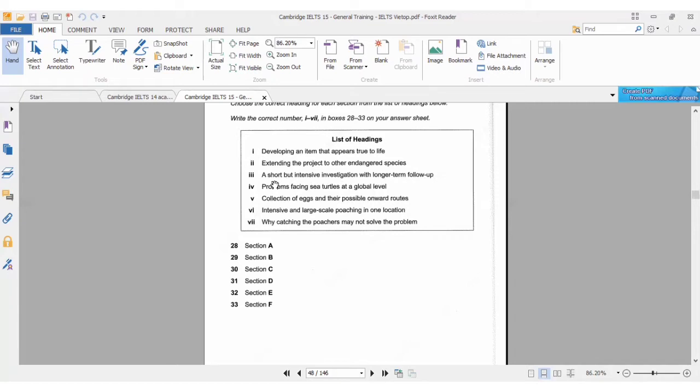Short means it is limited in time. Intensive means it is thorough. They did a very good job. Investigation, they're trying to find out something.